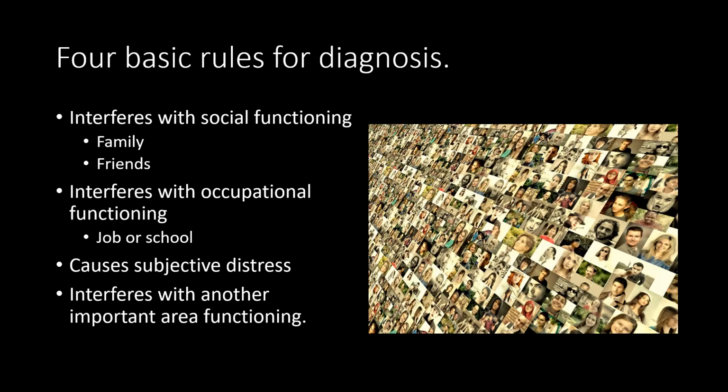When something interferes with social functioning, that is, when it interferes with relationships with family and friends, if the activity or behavior interferes with occupational functioning, the ability to have a job and keep a job, or for those who are in school, school is considered their occupation.